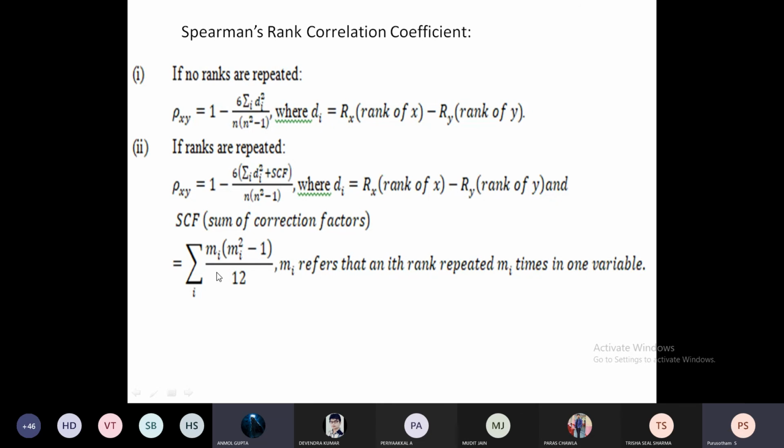So if there are 3 observations repeated in x, and 2 observations repeated in y, then i is going to be 3 plus 2, 5. i will vary from 1 to 5. Have you noted down these 2 formulas?